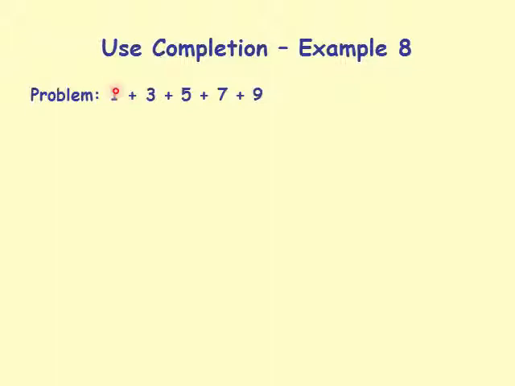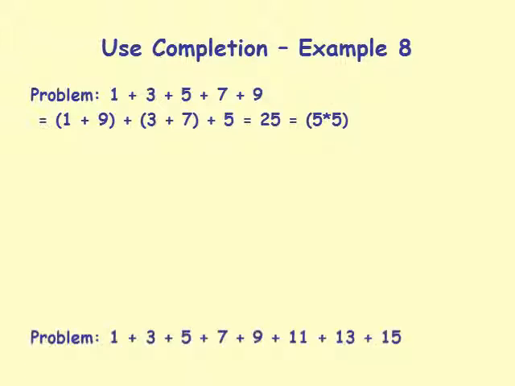Okay. Here we are going to complete 10. 1 plus 9 is 10. So when you complete 10, we have 1 plus 9 from here, 3 plus 7, and 5. Which is 10 plus 10 plus 5, which is 25, and it's equal to 5 times 5. The number of terms being added is 5, and the result is 5 squared.